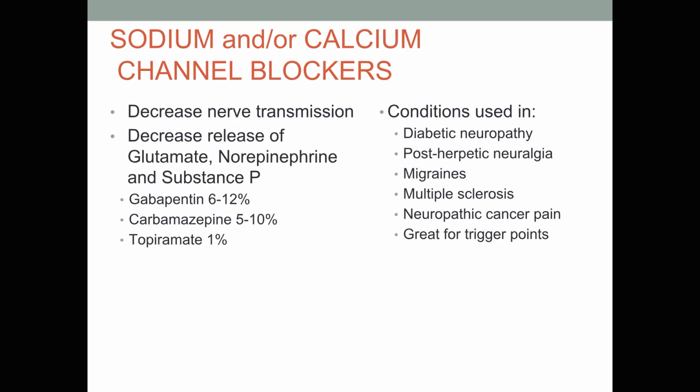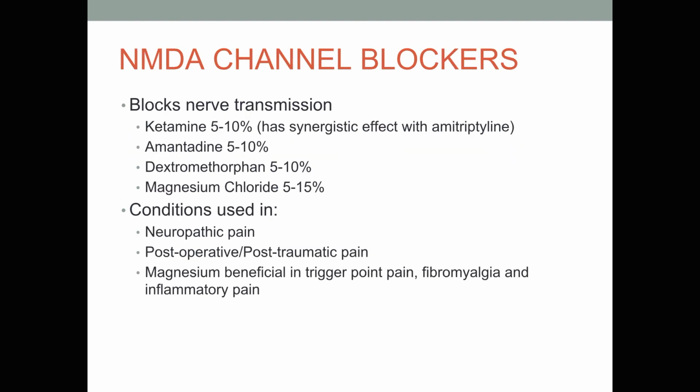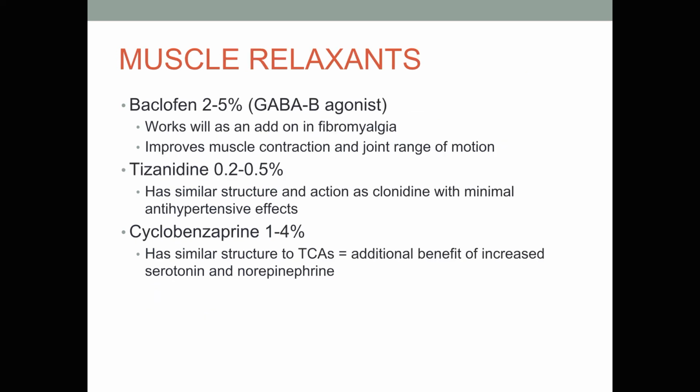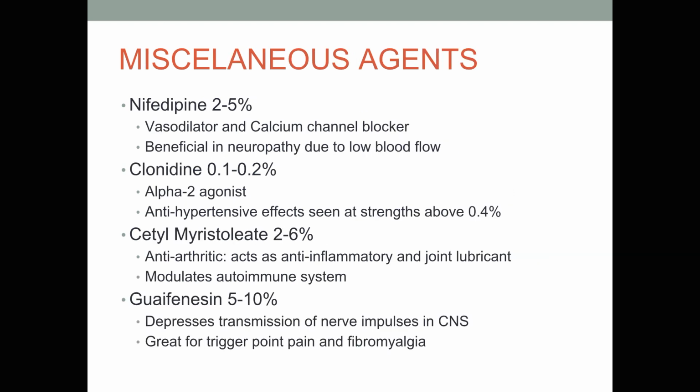We can do sodium and or calcium channel blockers for nerve pain. We can do NMDA channel blockers also for nerve pain. Tricyclic antidepressants can help with a wide range of pain, and here are some options and dosages. Muscle relaxants can be very beneficial for pain involved with muscle or even nerve pain. There are a lot of other agents that can help specifically with different kinds of pain. So here are some of those.